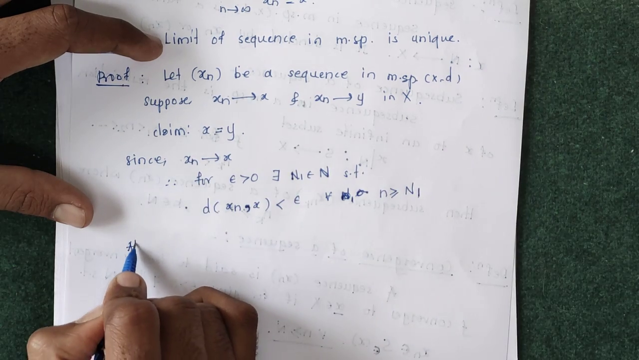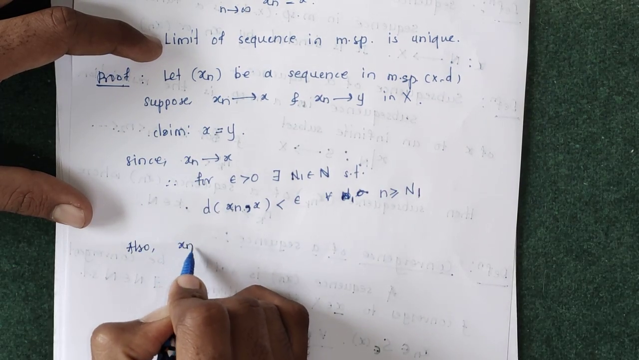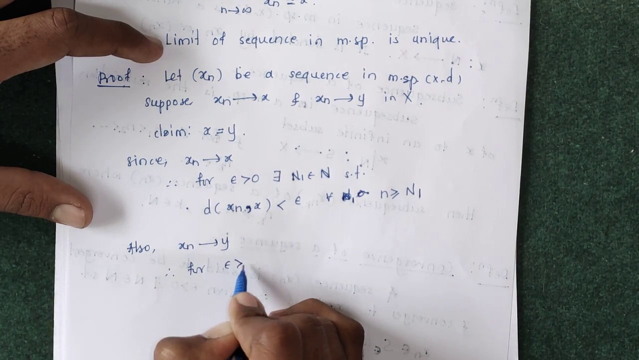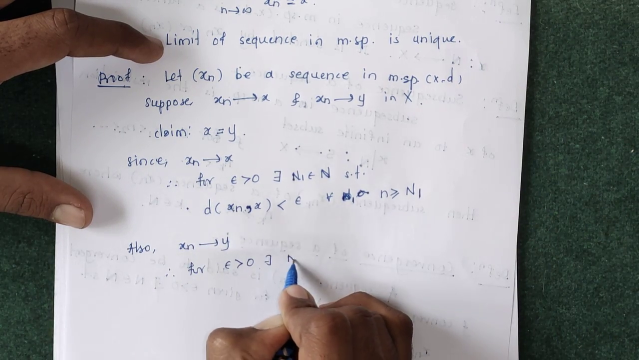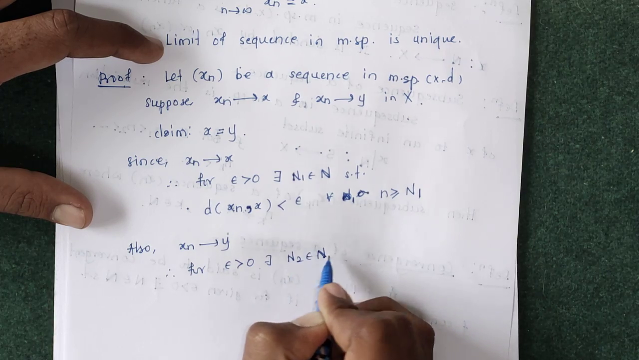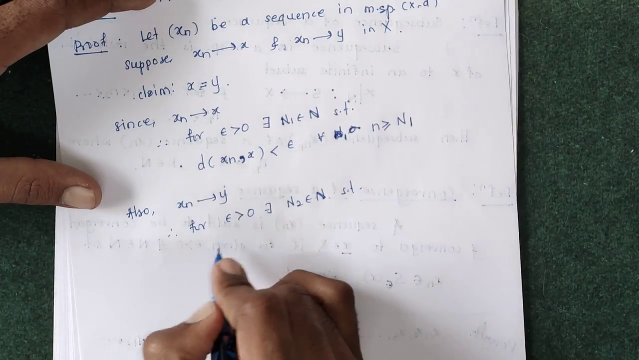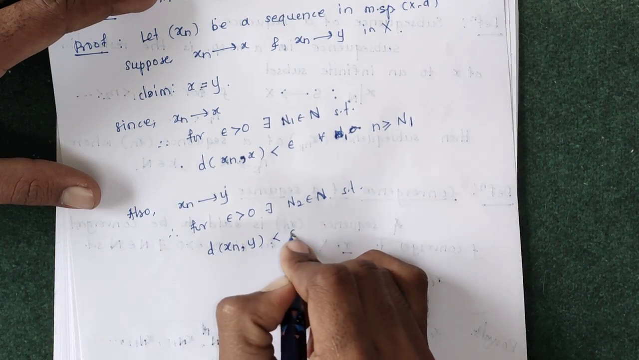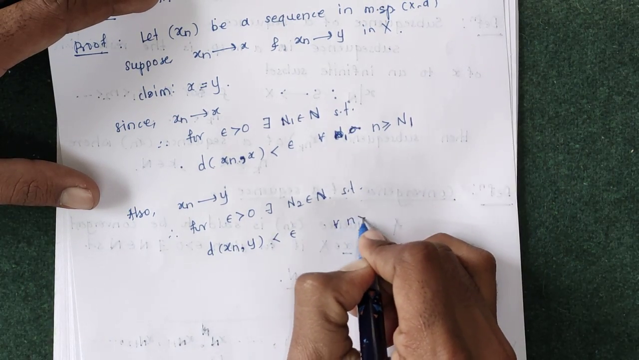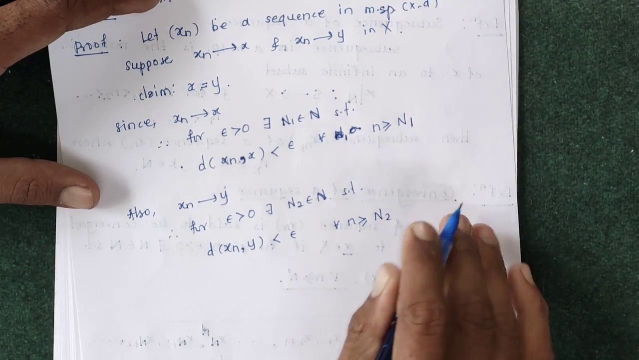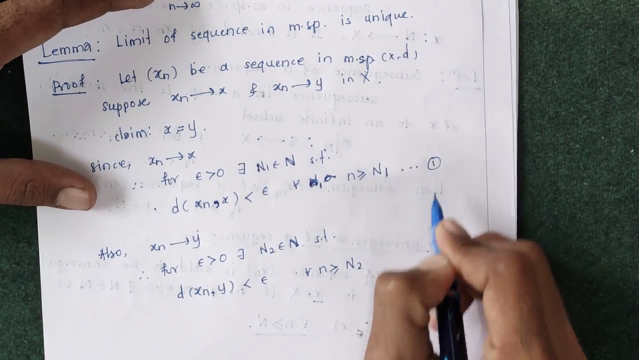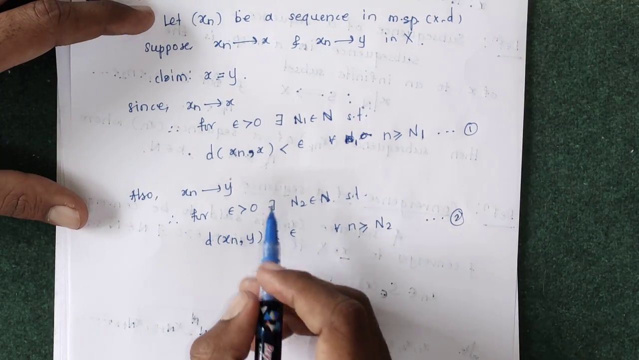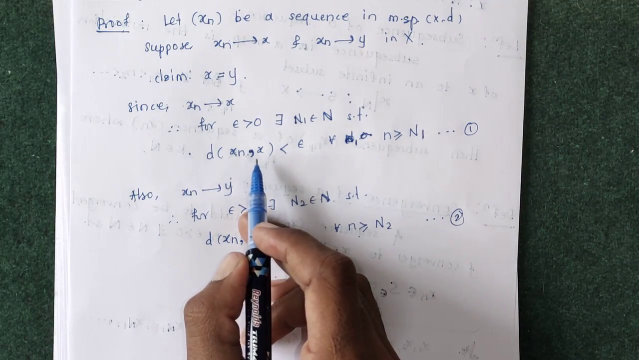Also, given the sequence xn converges to y, therefore for a given epsilon positive, there exists some natural number, suppose n2, such that the distance between xn and y is less than epsilon for all n greater than or equal to n2. Suppose this is equation number 1, this is equation number 2. We have to show that x is equal to y.